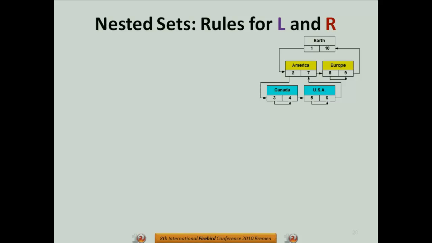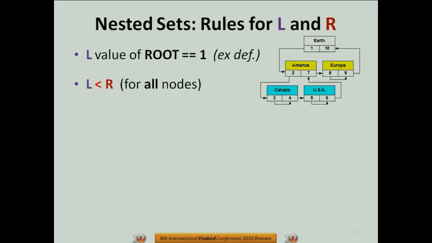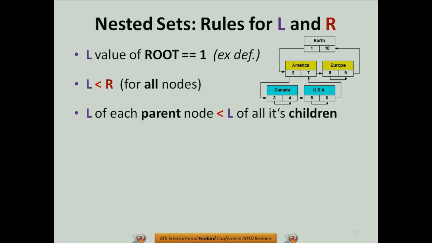This gives some partly very interesting rules for those L and R values. The L value of the root node is usually 1. It's just a matter of definition, but it makes it easier to always start with 1. The L value of every node is also always smaller than the right value, because we traverse the tree from left to right. So lefts always have smaller numbers than rights.